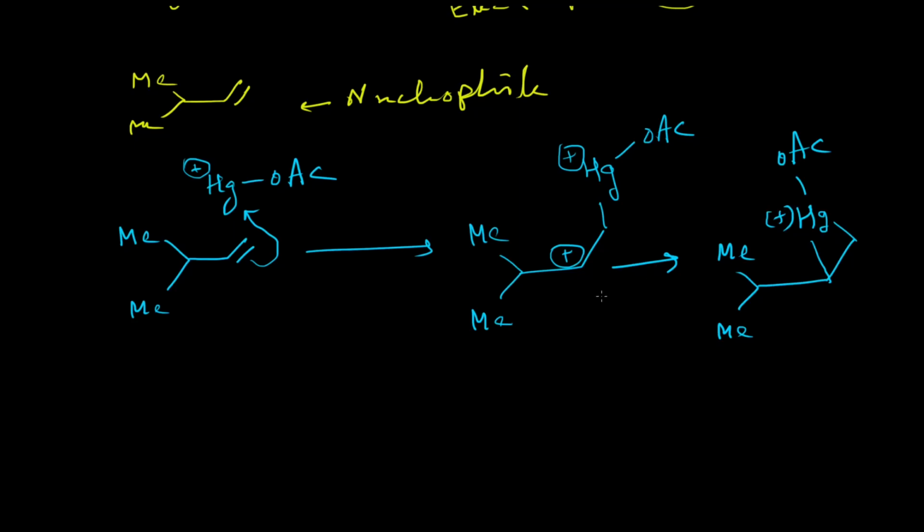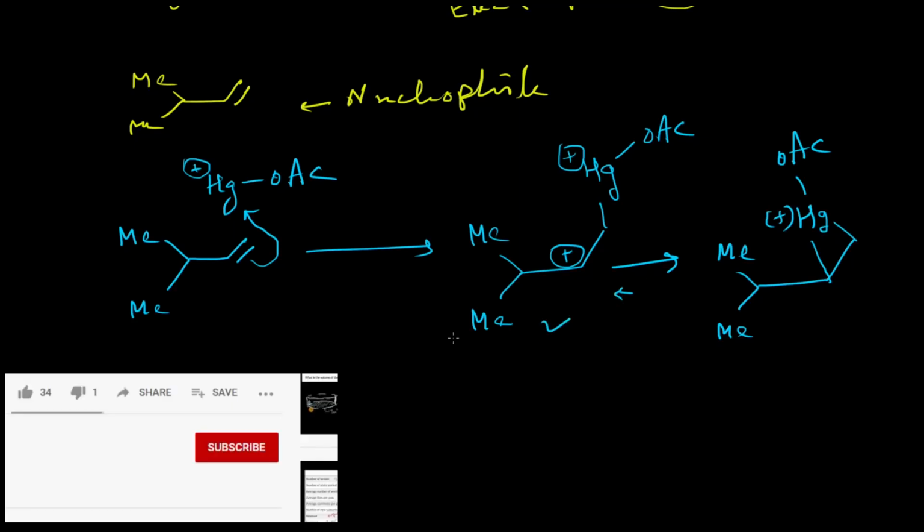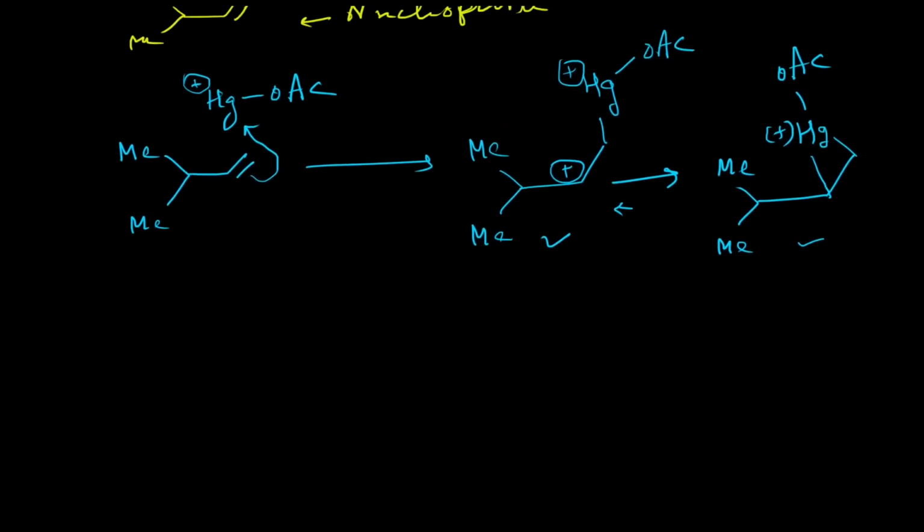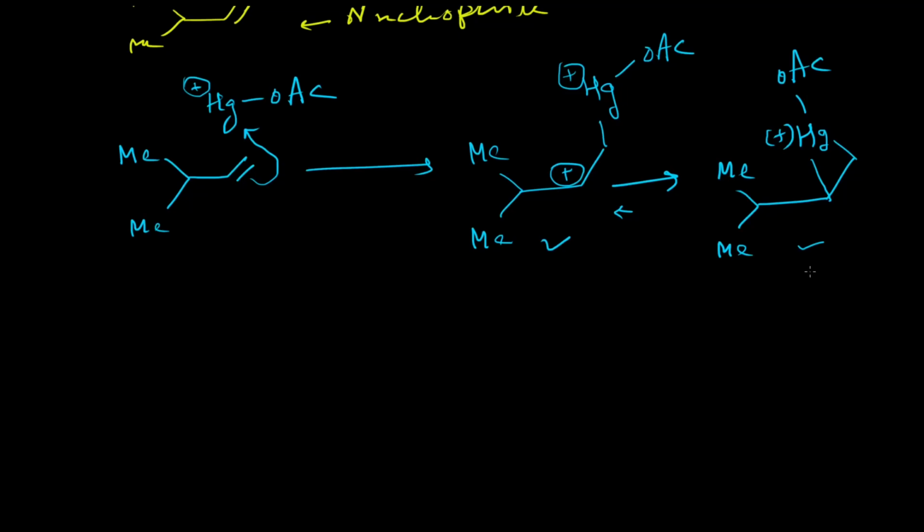Obviously you can tell that the contribution of this form will be very much less, and this form, due to its high stability, will be present in the highest proportion in the equilibrium during the reaction. This intermediate is called a mercurinium ion.